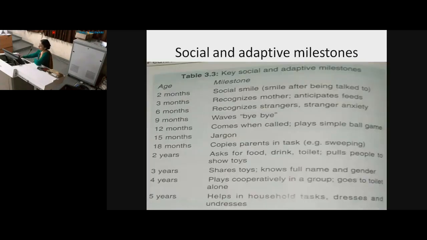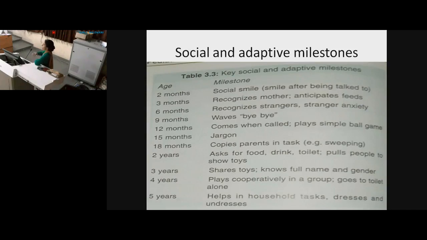Then you have social and adaptive milestones. Again, we are going to study. Till 12 months, we have covered in detail. So we know that social smile has developed at around 1 to 2 months. 3 months, he recognizes the mother. How do you know recognizes the mother? Because even at birth, he is fixating at the mother.